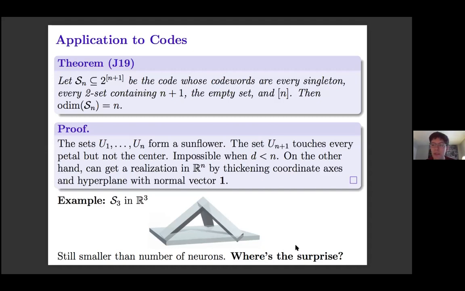Okay, so I promised some interesting surprise about open embedding dimension, but here the number of neurons is n+1 and the open embedding dimension is n, so the number of neurons is still larger than the embedding dimension. Where's the surprise I promised? Let's get to that in the next section.